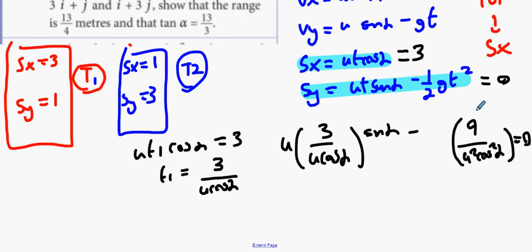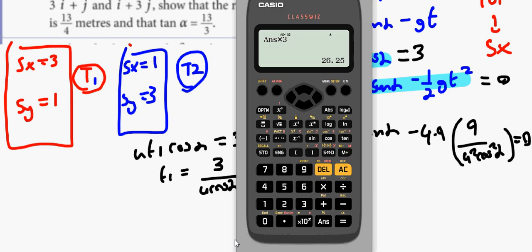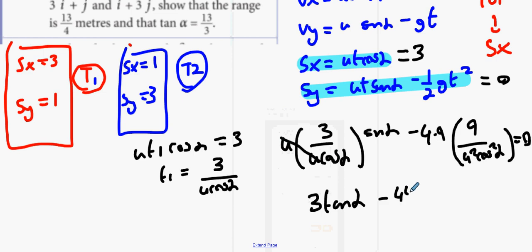Okay. Now, let's do this. The u's cancel. And what's left over? What's a 3? 3 tan alpha, yeah. What's 4.9 times 9? 441 over 10. No better. 441 over 10. And then I have u squared on the bottom, cos squared alpha.